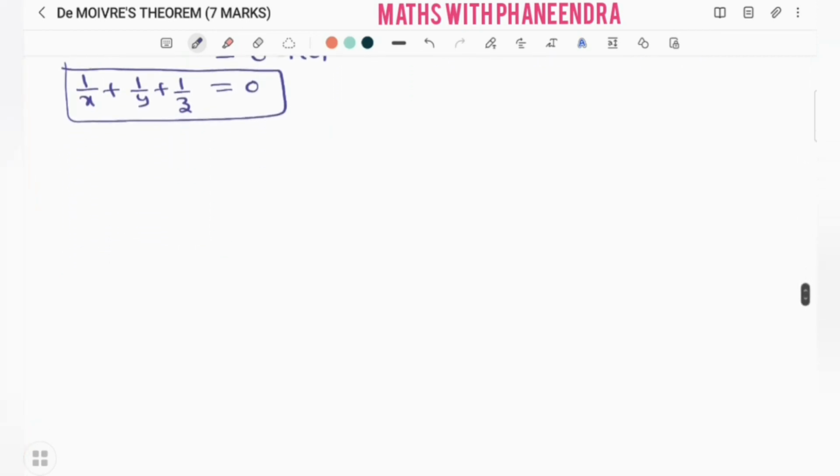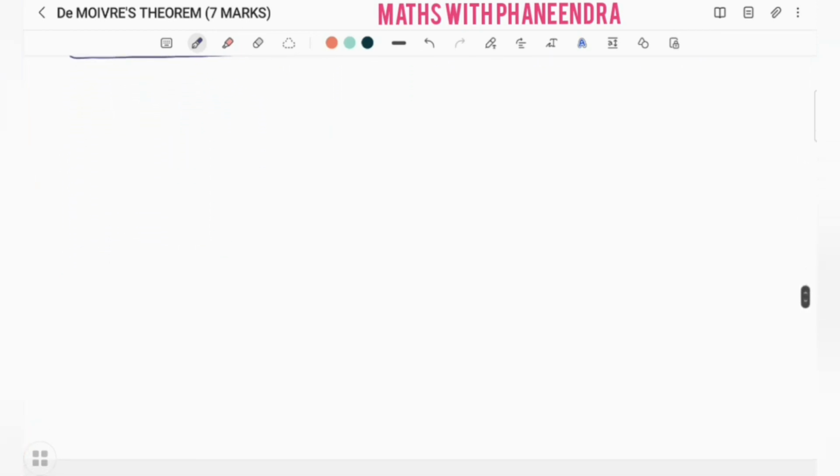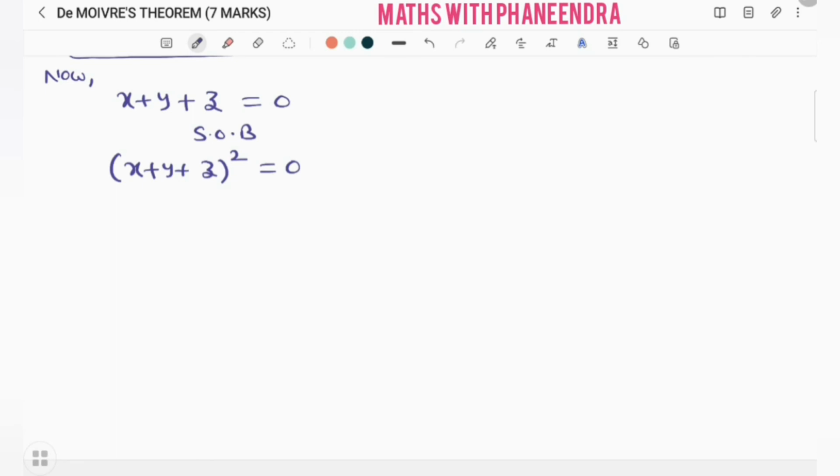Next, after writing these values, we got x plus y plus z is equal to 0. Now, squaring on both sides. So x plus y plus z whole square is equal to 0. 0 square is 0. The a plus b plus c whole square expansion: x square plus y square plus z square plus 2xy plus 2yz plus 2zx is equal to 0.